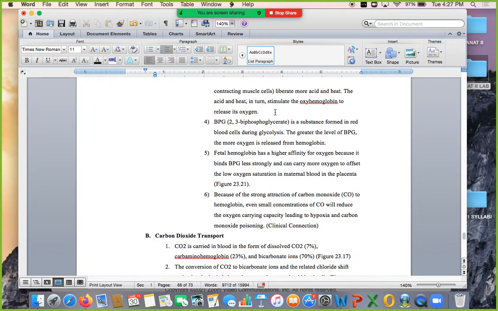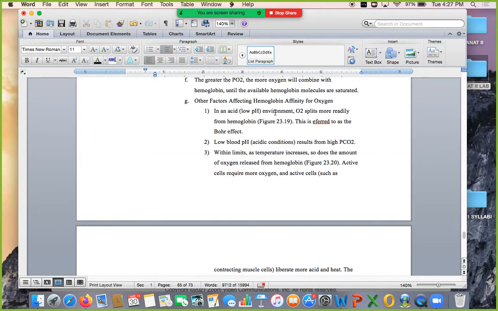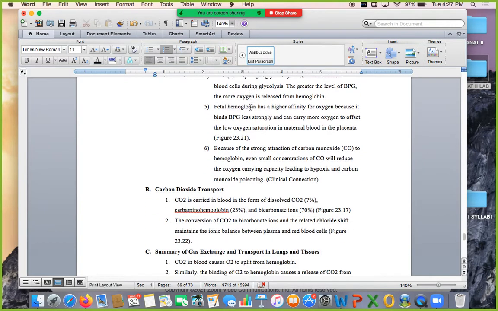This is talking about factors that affect hemoglobin's affinity for oxygen. I went over that pretty extensively, and I'm not sure that's something that's talked about in the lab exam.